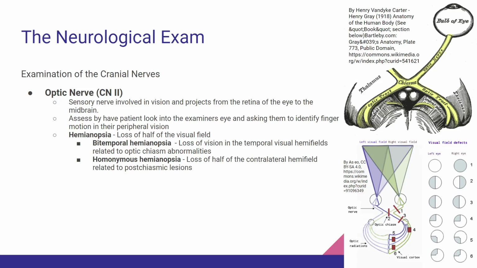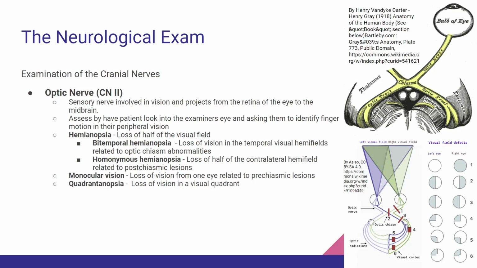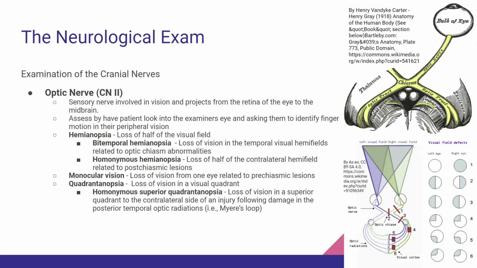So contralateral would be on the side opposite of where the damage occurred, whereas ipsilateral would be on the same side as where the damage occurred. If the injury occurs before the optic chiasm, it can cause monocular vision, which is loss of vision from one eye. And if the damage occurs after the optic chiasm in the optic radiations, then you can lose vision in certain quadrants of your vision, and that's called quadrantanopsia.